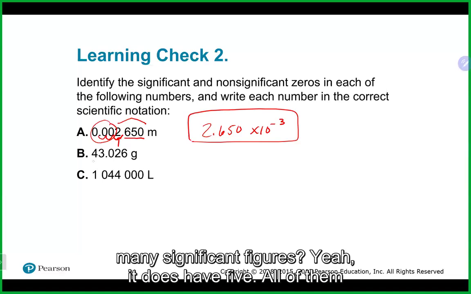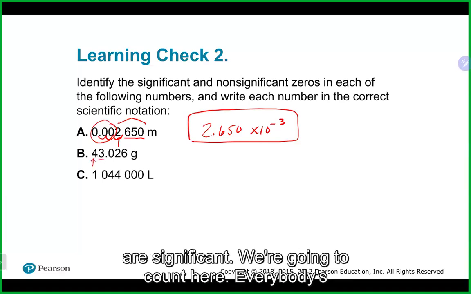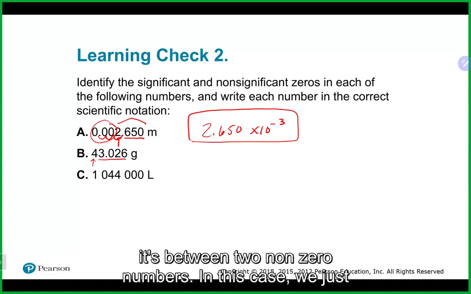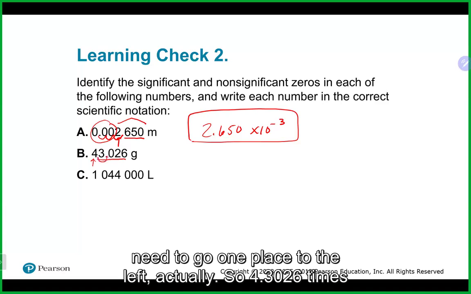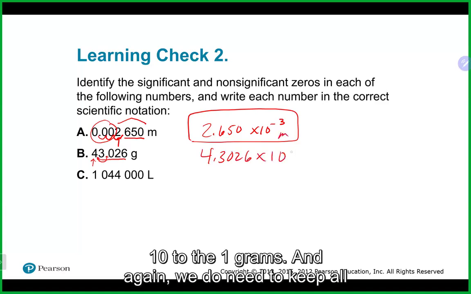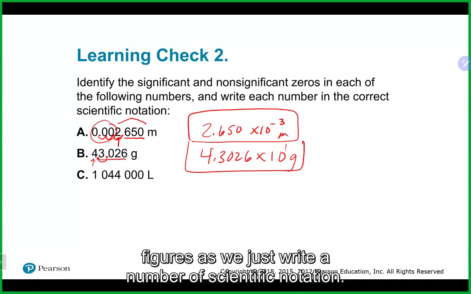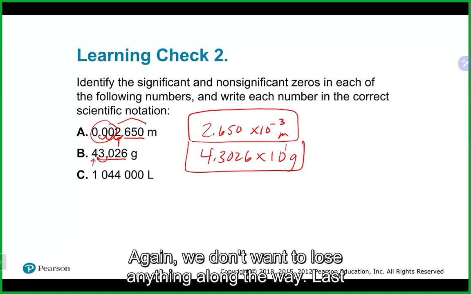Next number has how many significant figures? Yeah, it does have 5. All of them are significant. We're going to count here. Everybody's significant. The 0 there is going to be significant because it's between 2 non-zero numbers. In this case, we just need to go one place to the left, actually. So 4.3026 times 10 to the 1 here, grams. And again, we do need to keep all those numbers because we do not want to lose any significant figures as we just write a number in scientific notation. Again, we don't want to lose anything along the way.